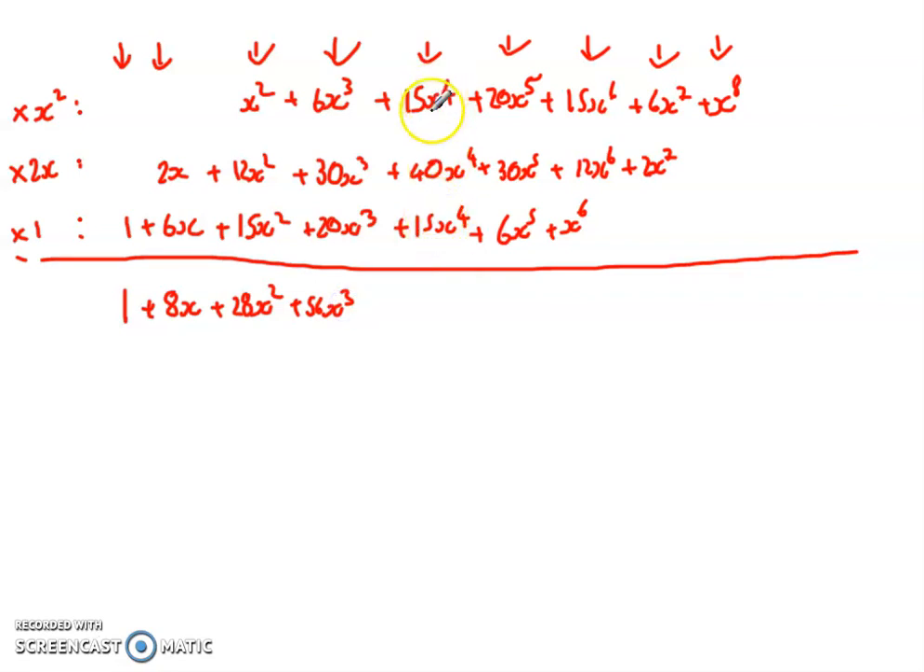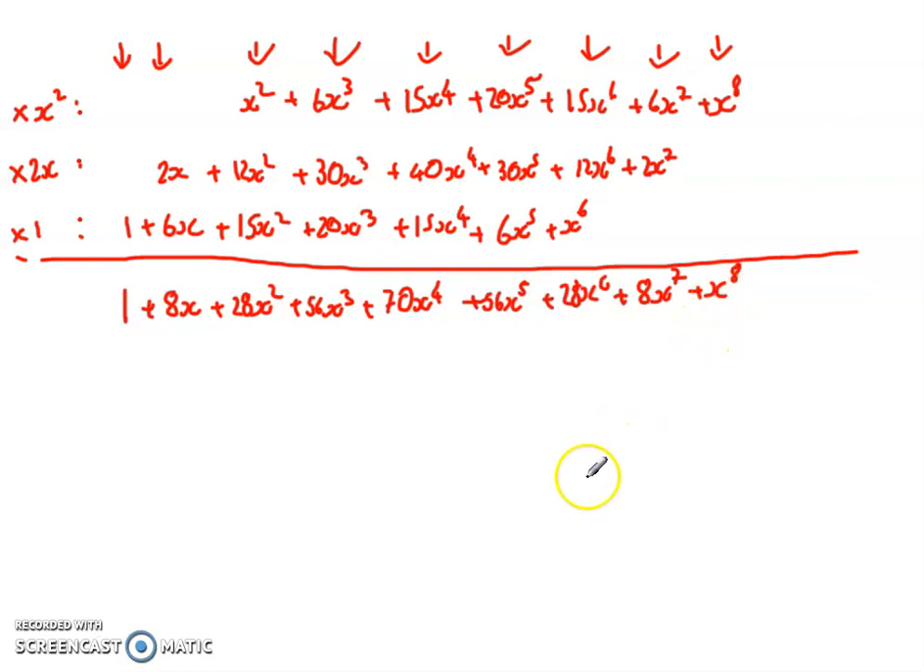I've then got 15 plus 15 plus 40, so plus 70x to the power of 4. I've then got 20, 30 and 6, so plus 56x to the power of 5. I've then got 6, 12 and 15, so plus 28x to the 6. I've got 6x to the 7 plus 2x to the 7, so plus 8x to the power of 7, then plus x to the power of 8.